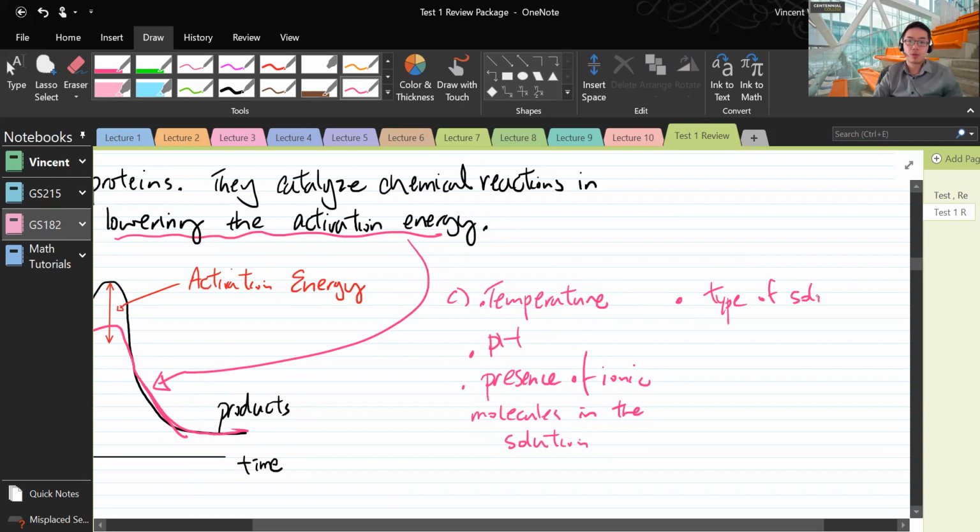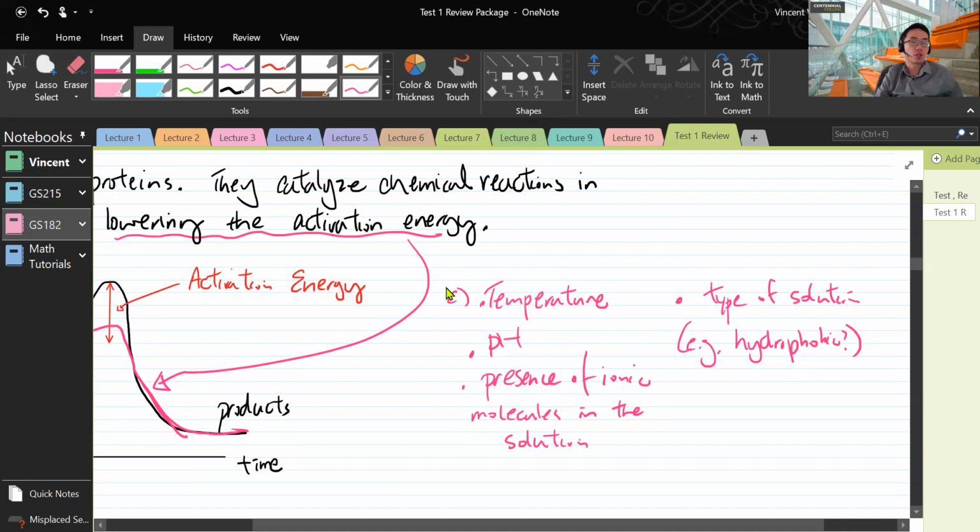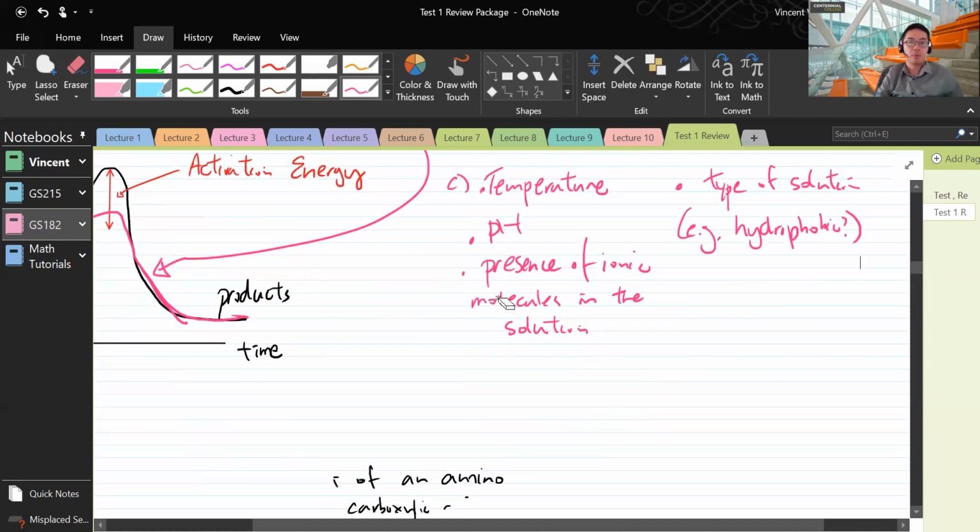Okay, type of solution. Is it hydrophobic? Is it hydrophilic? If it's hydrophobic, it will cause your enzyme to flip inside out. Normally our body is an aqueous environment, as you know, because we're made up of primarily water, and the protein will hide all the hydrophobic parts on the inside to stay away from the aqueous environment as much as possible. So if you change to a hydrophobic environment, all of a sudden it's going to flip inside out. And of course, the enzyme is not going to function anymore.